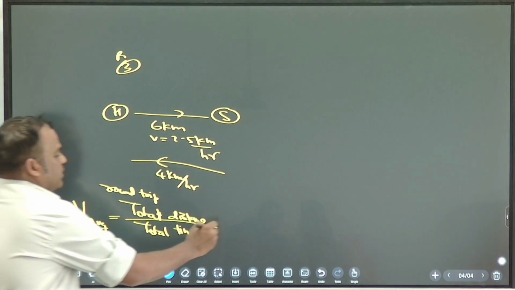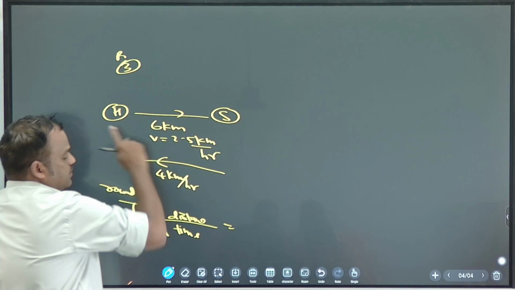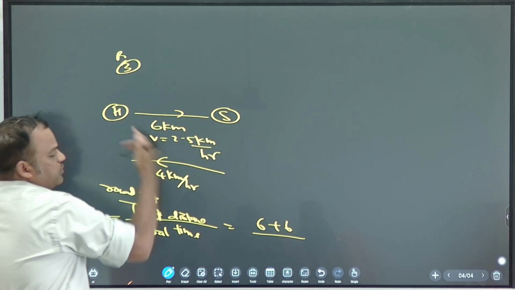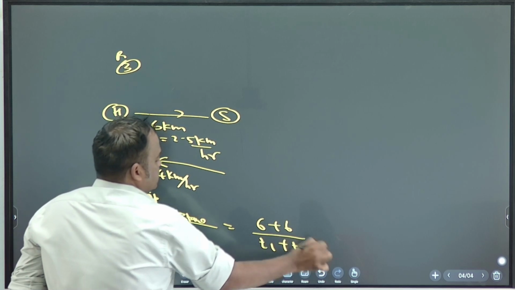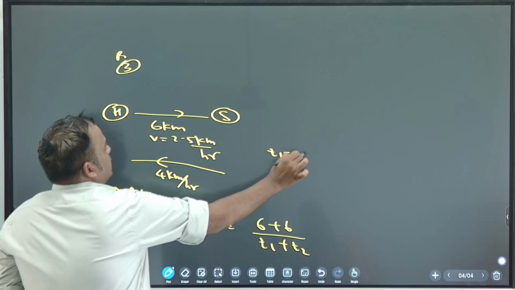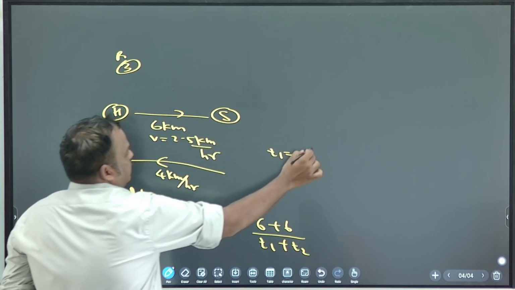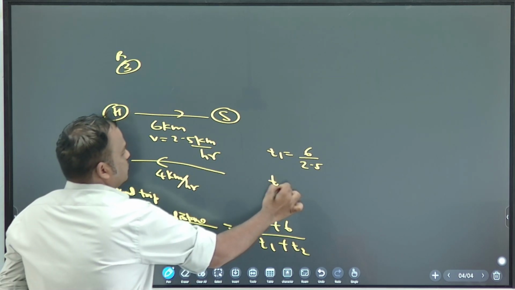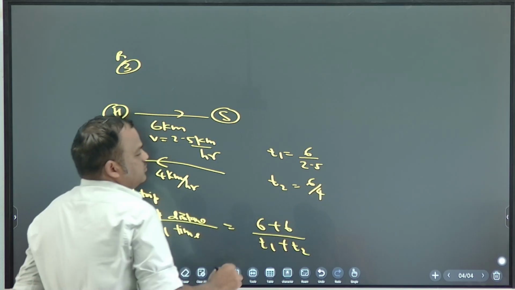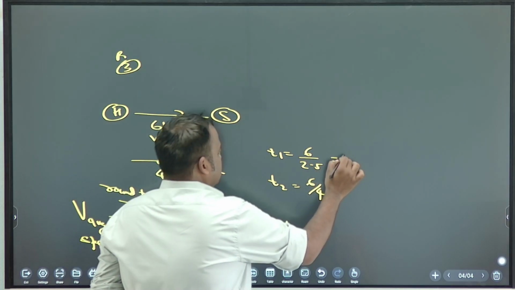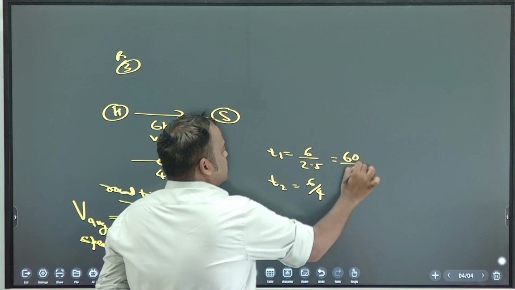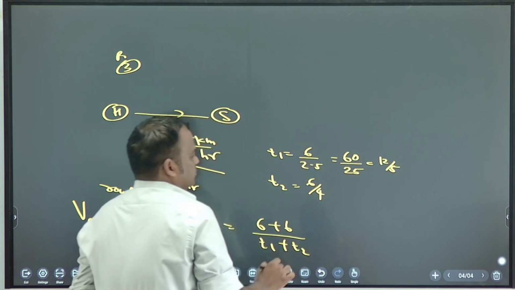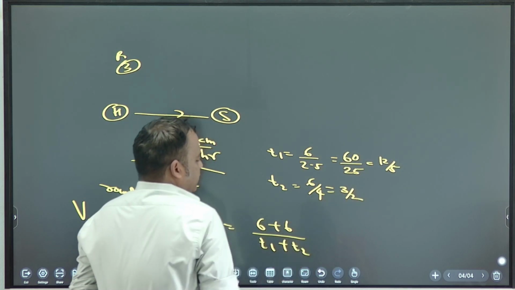So what is the total distance? 6 plus 6. And total time T1 plus T2. Tell me what is T1 and what is T2? 6 by 2.5, T1, distance by speed. T2, tell me. 6 by 4. Very good. So 6 by 2.5 can be written as 60 by 25, so 12 by 5. And T2 can be written as 3 by 2.